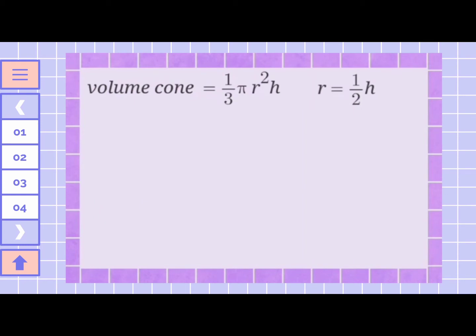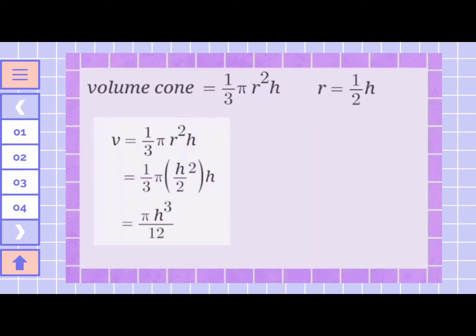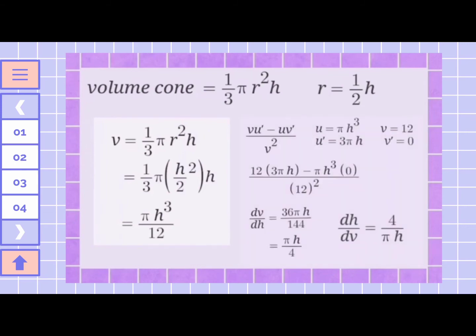The formula for volume of a cone is 1/3 pi r squared h. Substitute r into the formula for volume of a cone. Then, differentiate by using the quotient rule method, vu prime minus uv prime over v squared. So, you will get dV over dh equal to pi h squared over 4. But, we need to find dh over dV. So, it becomes 4 over pi h.